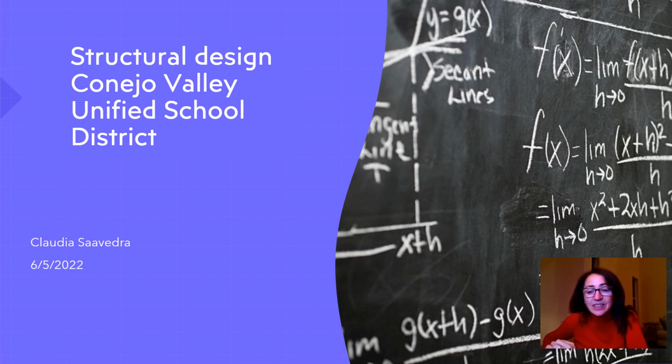There are 27 schools and no more than 18,000 students. Also, I have to mention that 20% of the students are English language learners and 14% of students, unfortunately, are economically disadvantaged.